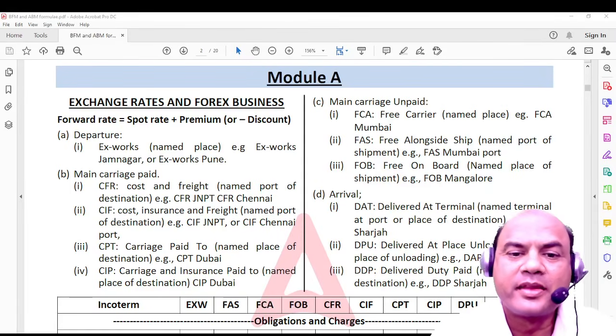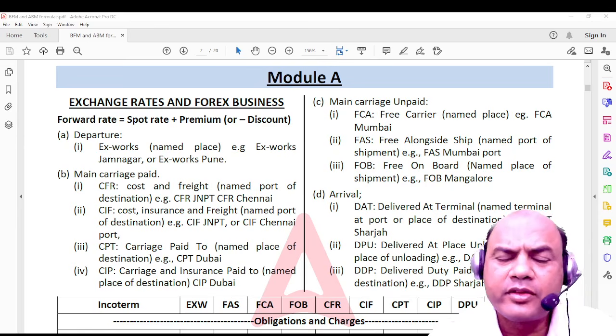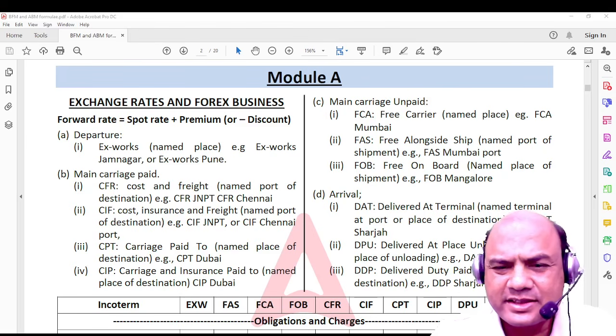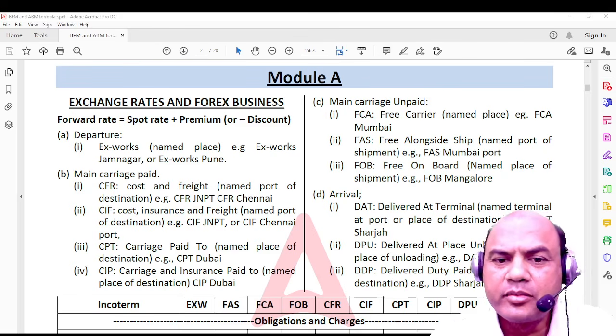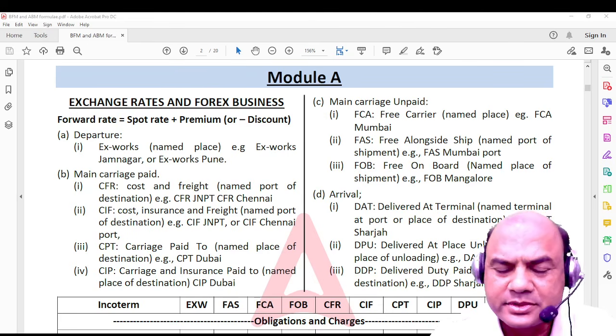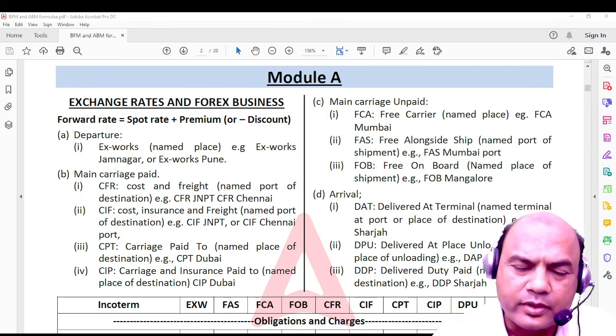Let's start. Module A. We'll be dealing in all the important formulae as I told you in module A, B, C, D. In module A, first Incoterms. This Incoterms question is asked in 2-3 forms.